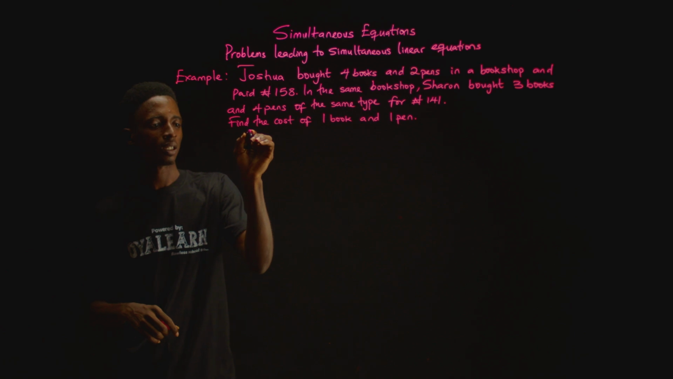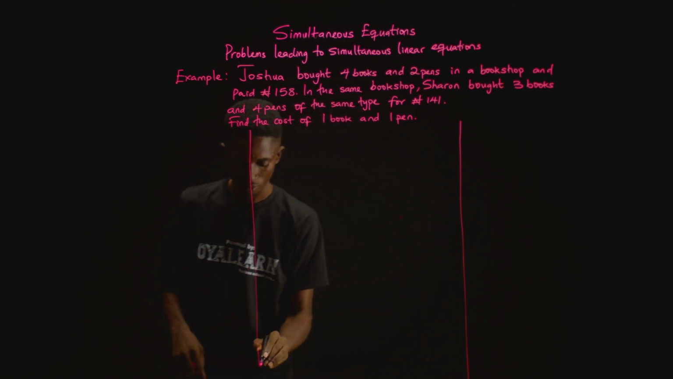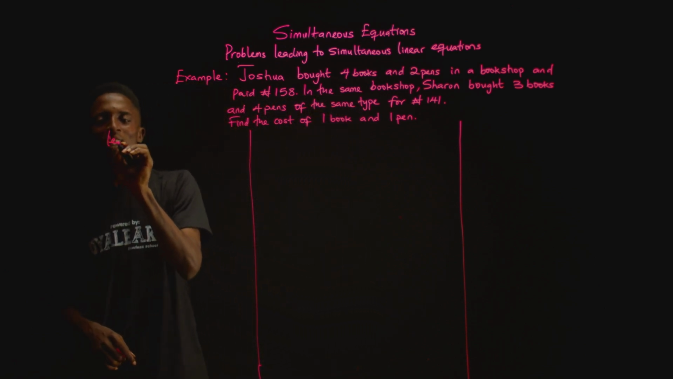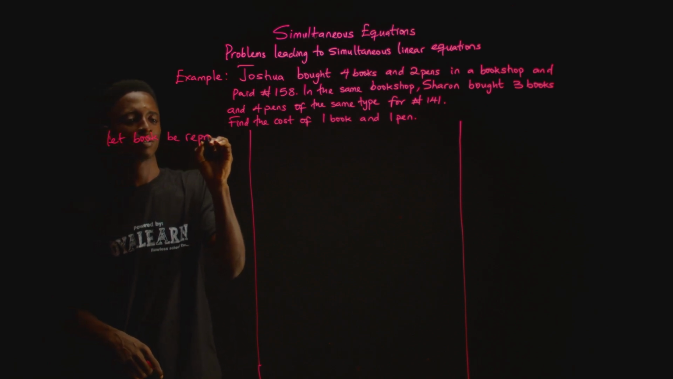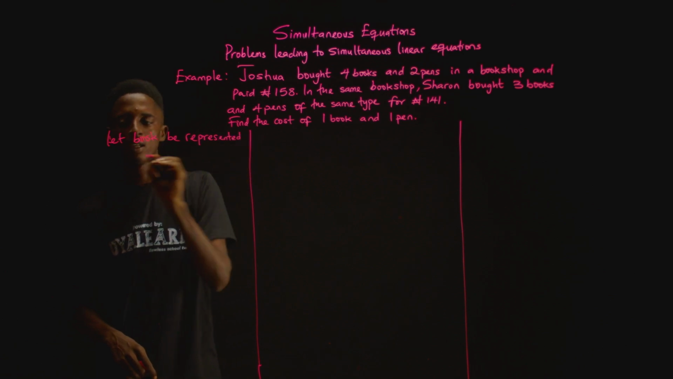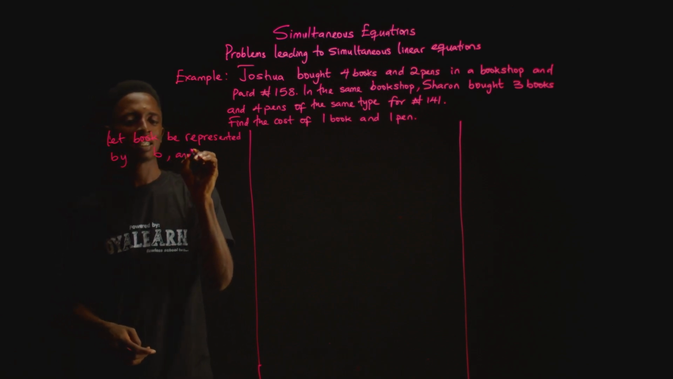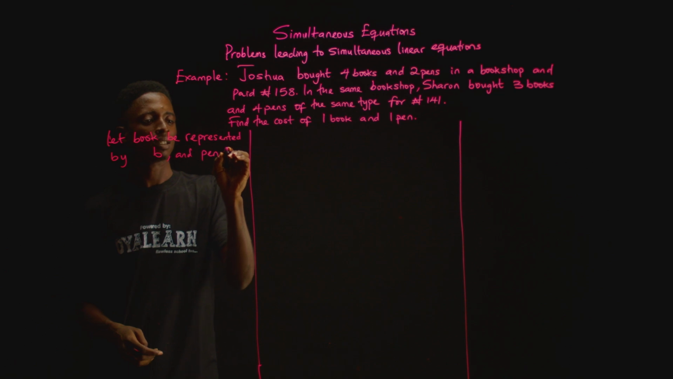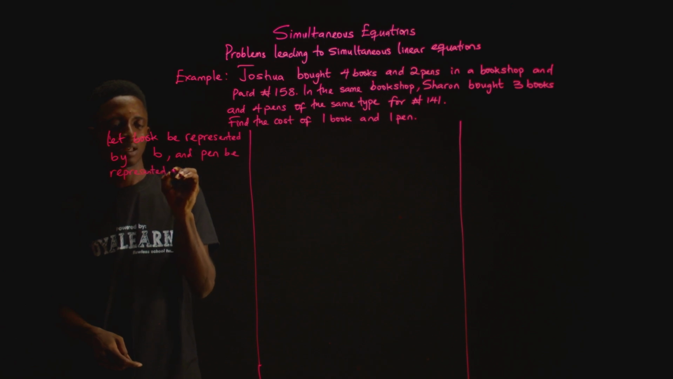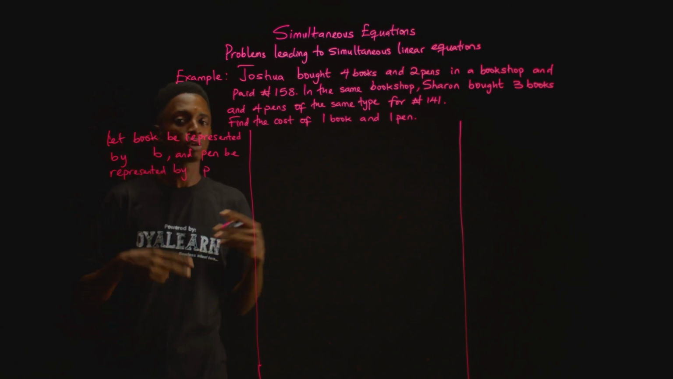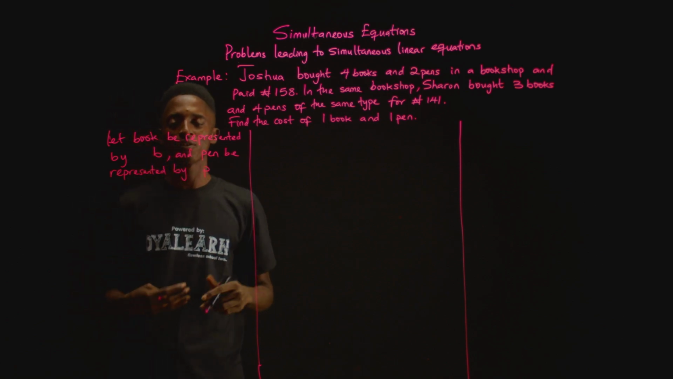To solve this, we have to make a correct interpretation of the problem. So we start by saying, let book be represented by letter B and pen be represented by P. You can use any letter you want. I am just using the first letter of the word book and the first letter of the word pen in this case.